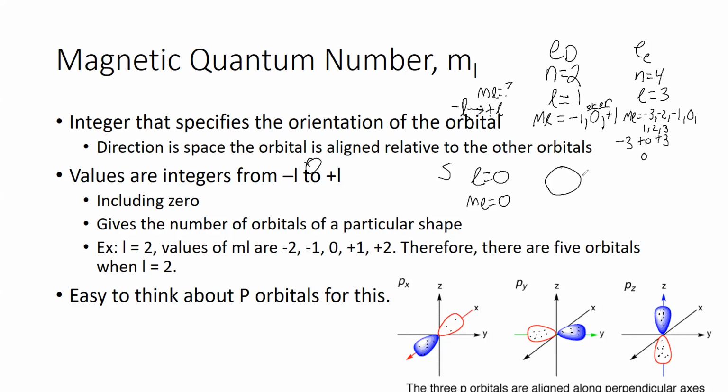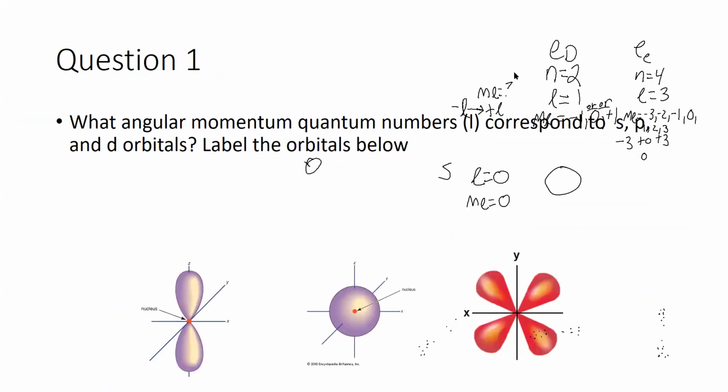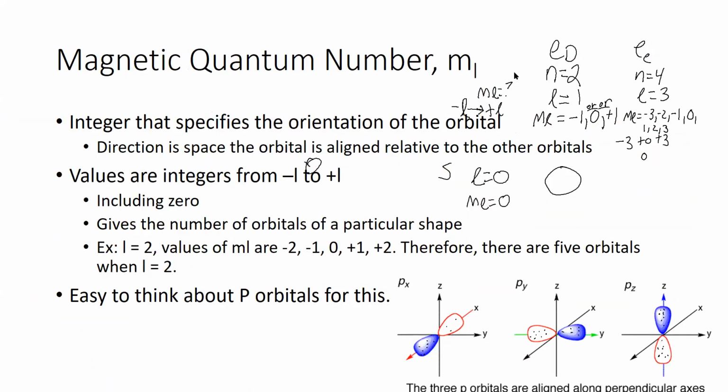That's what m sub L is. And that is your crash course in quantum mechanics. We'll continue this on Friday, though. We'll probably jump right into questions, so we'll get right into questions on Friday. That's a good way to remember what we just talked about.